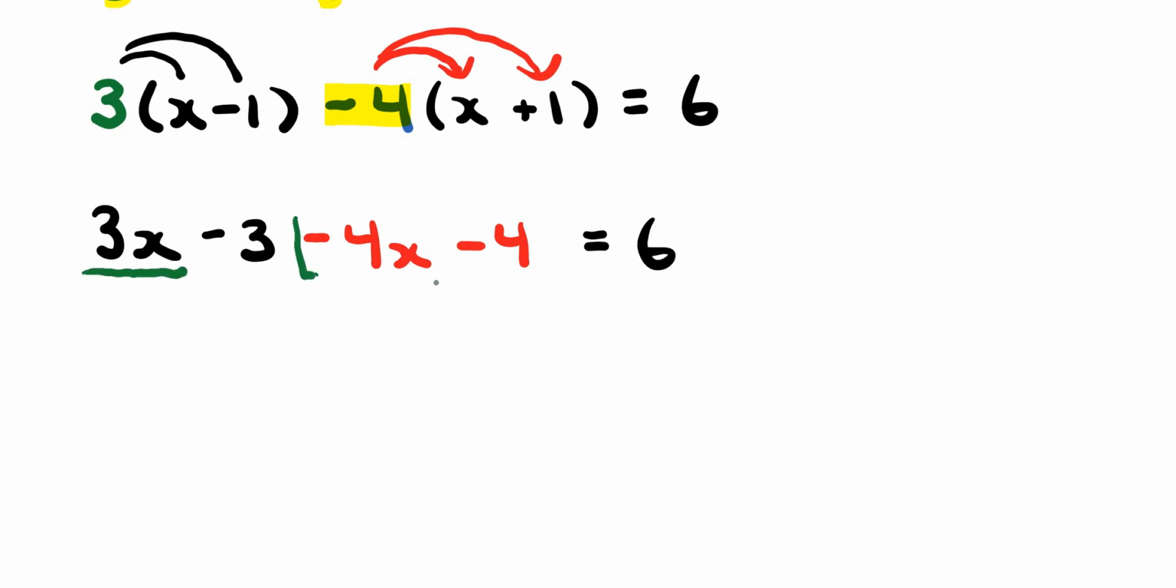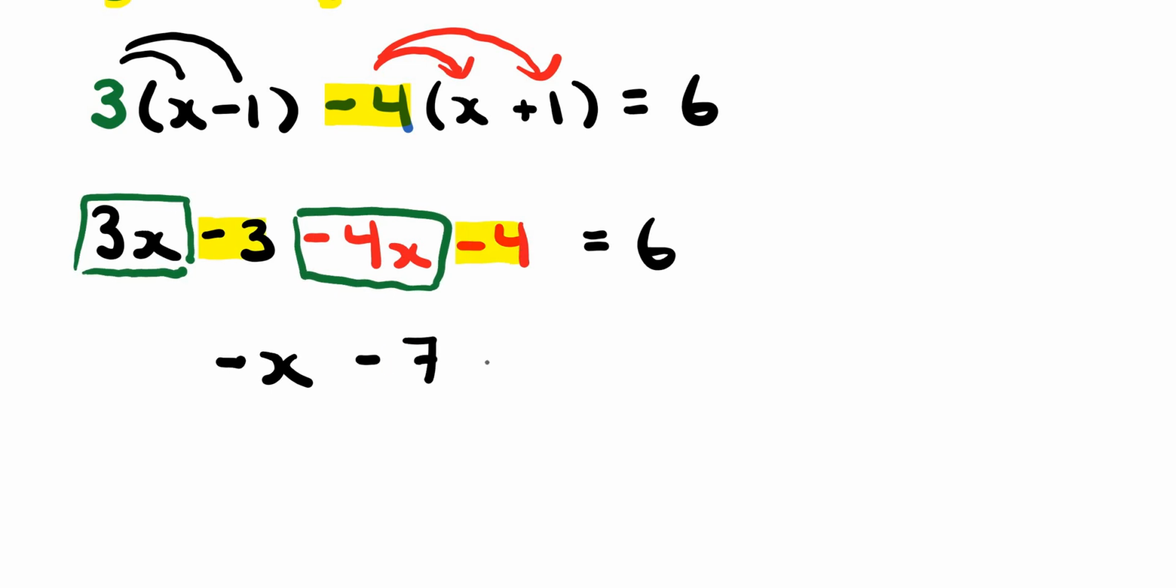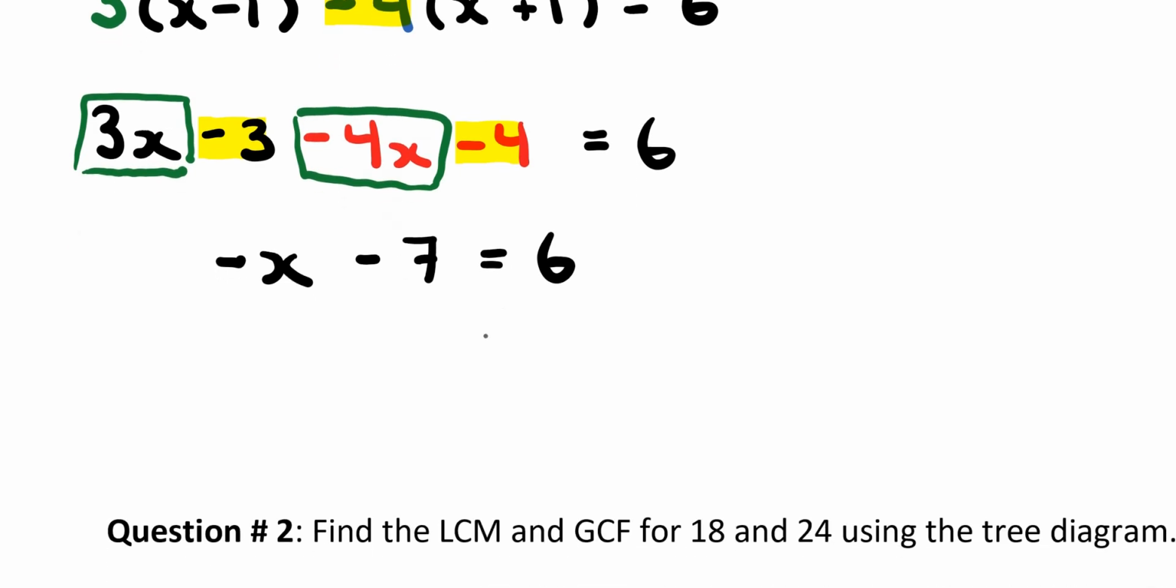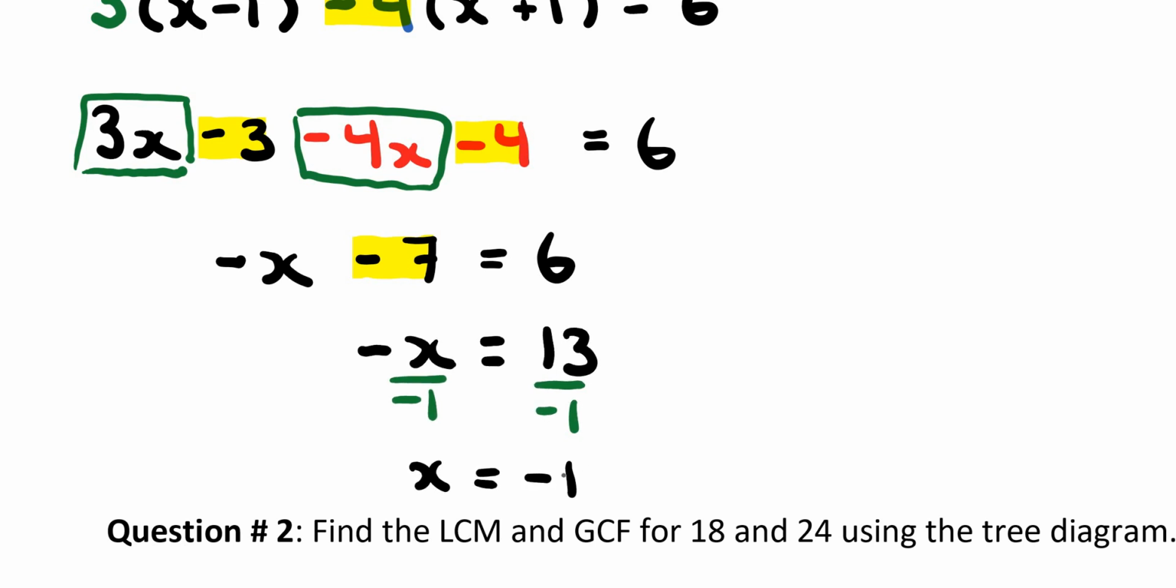3x minus the 4x. Okay, so 3x minus 4x is going to be negative x. And then if I have a negative 3 and a negative 4, that gives me negative 7, and that equals positive 6. Alright, after that we want to move the negative 7 over to the other side. So I have negative x over here, and if I add 7 to both sides, 6 plus 7 is going to be 13. And then I can divide both sides by the negative leading coefficient, negative 1. And my final answer here is going to be negative 13.